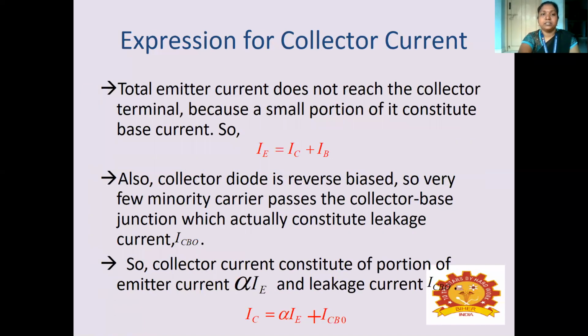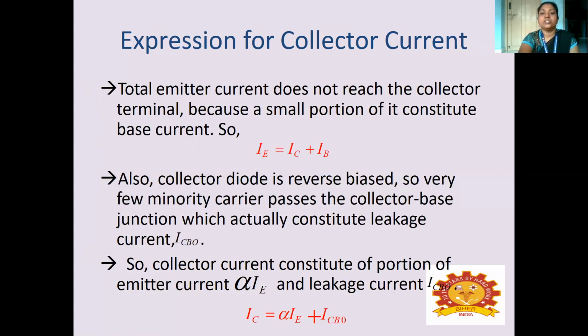Expression for collector current. The total emitter current does not reach the collector terminal, because a small portion of it constitutes the base current. So IE is equal to IC plus IB. The total emitter current is the addition of the collector current plus the base current. Also, the collector diode is reverse biased, so very few minority carriers pass the collector-base junction, which constitutes a leakage current ICB0. ICB0 is a very small current, called the reverse leakage current.